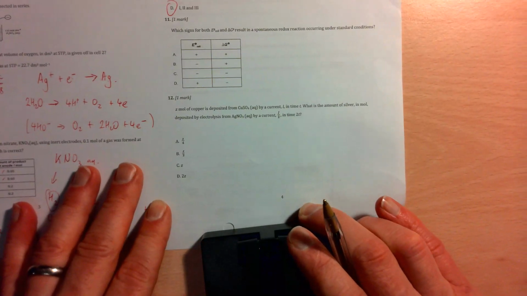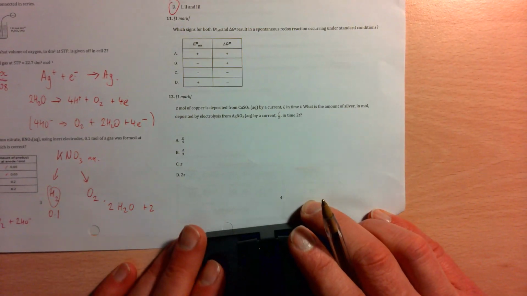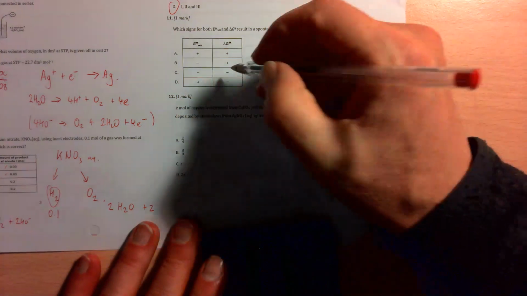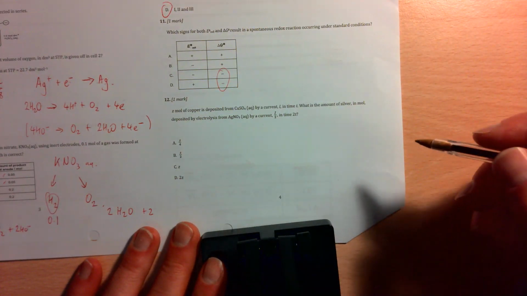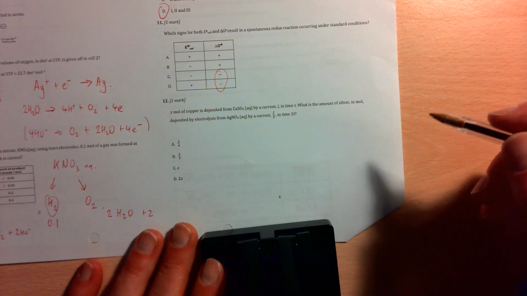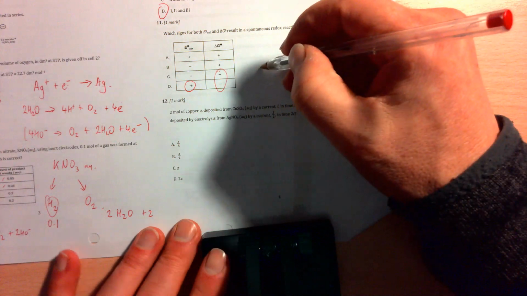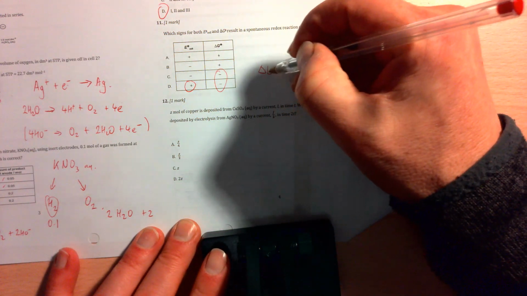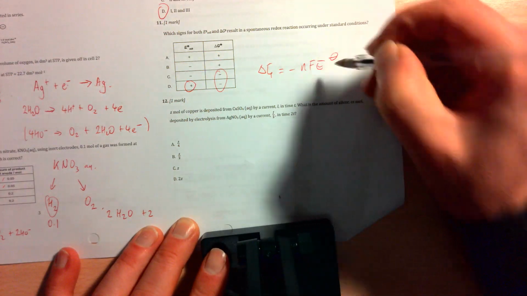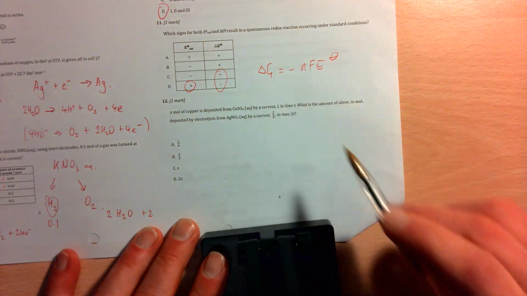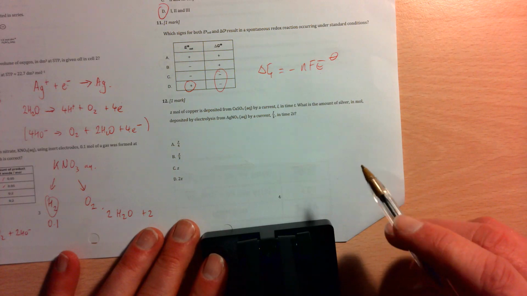Question 11. Which signs for E cell result in a spontaneous reaction? So delta G is negative. A number of people got questions later on wrong about delta G. Delta G is negative, it's spontaneous, and it's when E cell is positive. Remember, they're linked with delta G equals minus nFE. So if E is positive, delta G must be negative. So the answer is D.